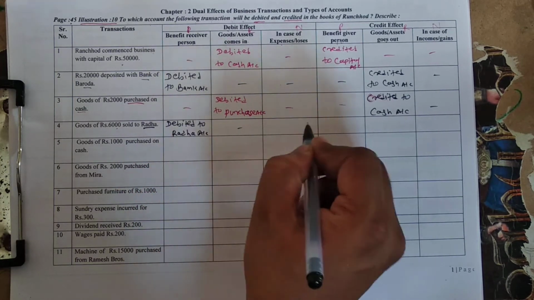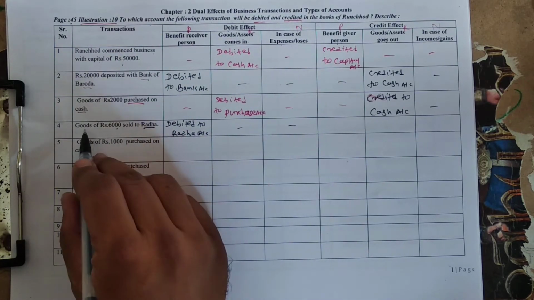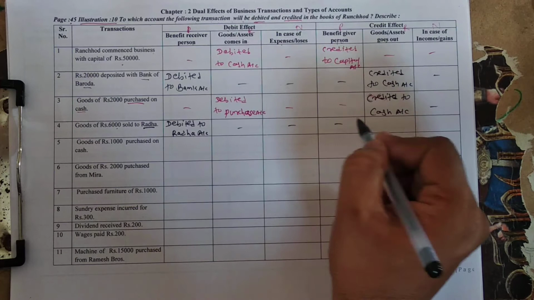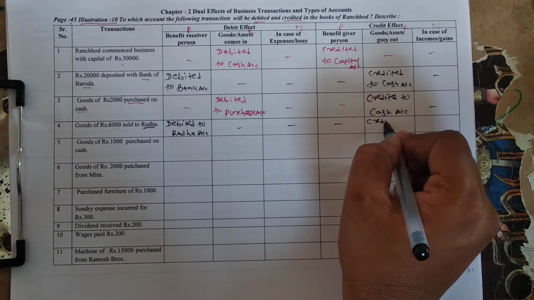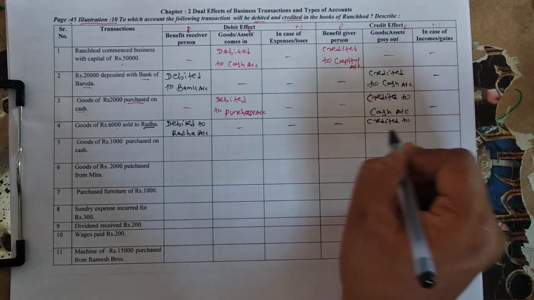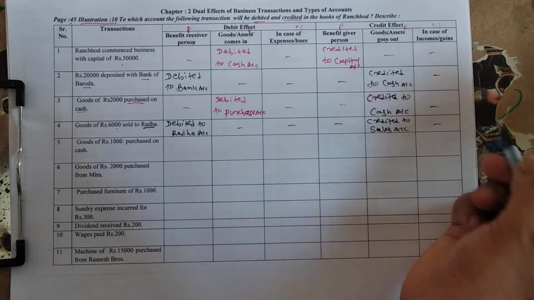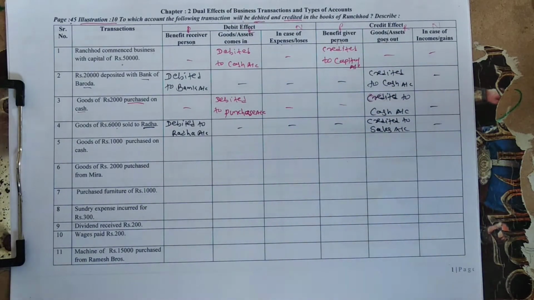Right? And what will be the credit effect? Sold goods go out, so credited to goods account. Goods means sales account. Credited to sales account because goods is a real account. Credited to sales account. Understand?